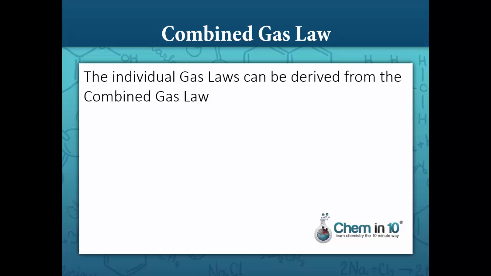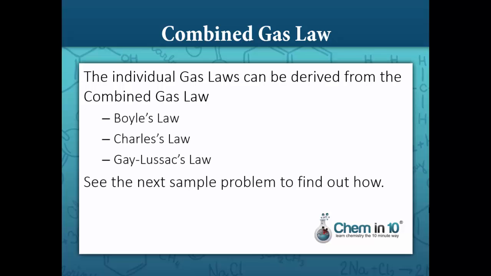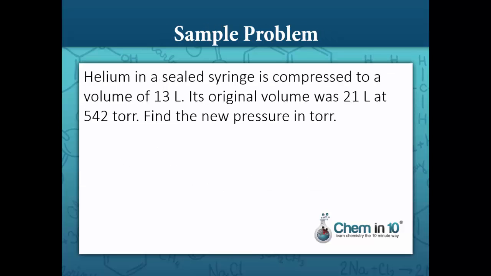The individual gas laws can be derived from the combined gas law. Boyle's law, Charles's law, and Gay-Lussac's law all can be derived from the combined gas law. So we're going to show you how in the next sample problem. Helium in a sealed syringe is compressed to a volume of 13 liters. Its original volume was 21 liters at 542 torr. Find the new pressure in torr.